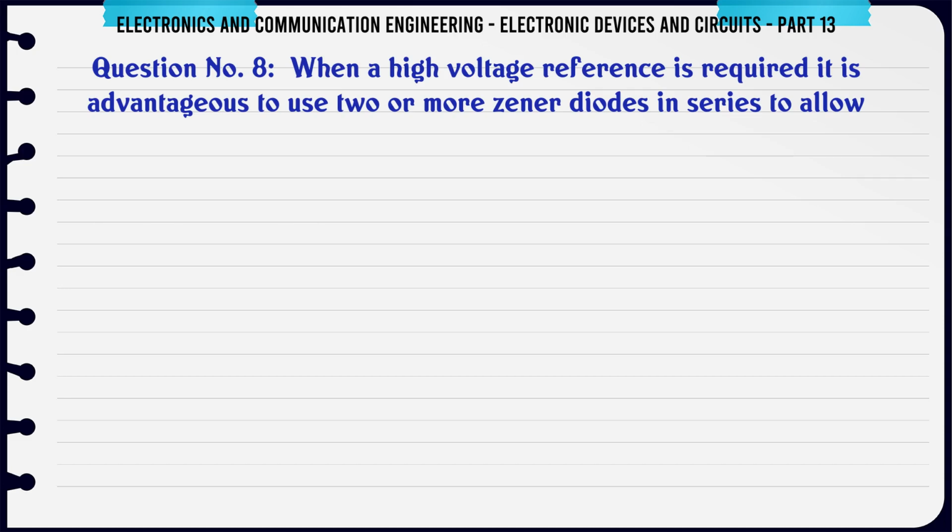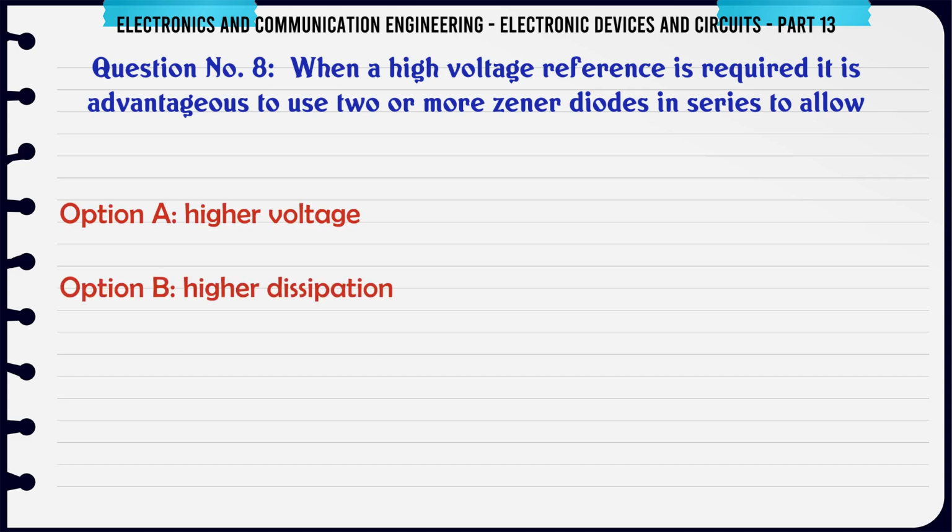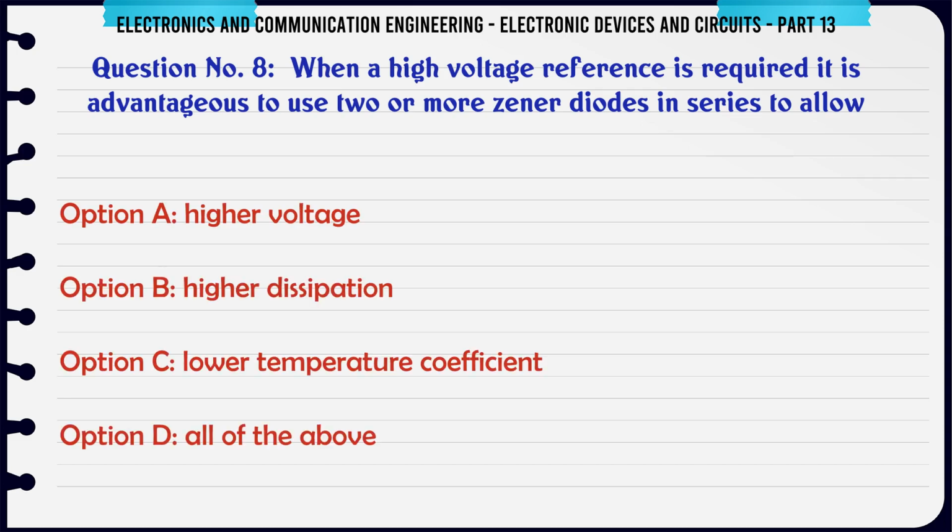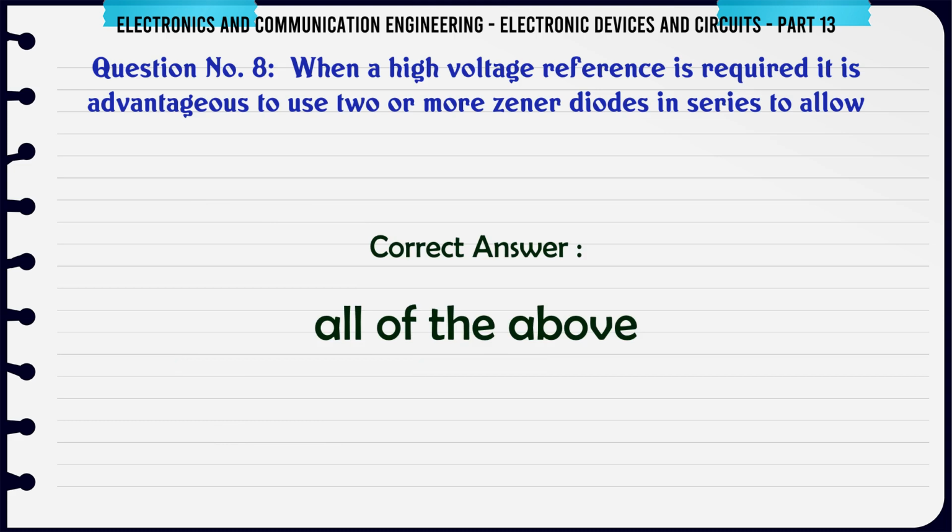When a high voltage reference is required, it is advantageous to use 2 or more Zener diodes in series to allow: A. higher voltage, B. higher dissipation, C. lower temperature coefficient, D. all of the above. The correct answer is all of the above.